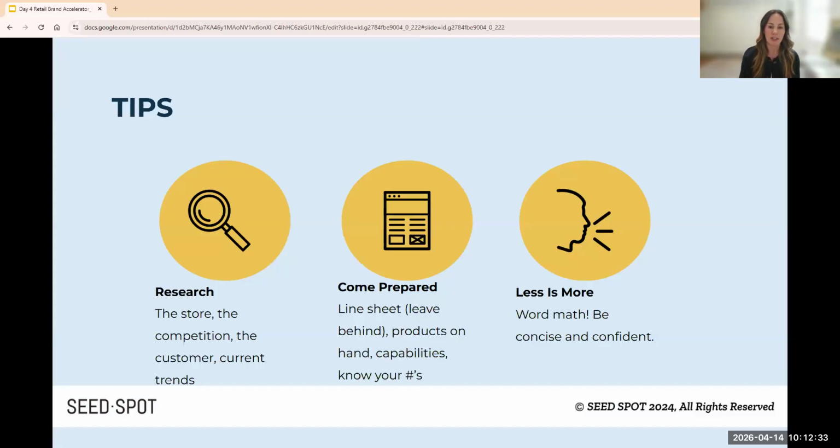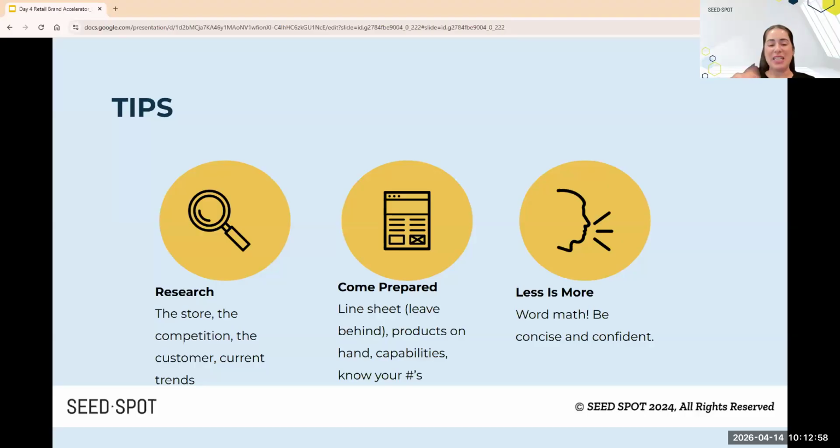Come prepared. Bring your line sheets so they can see all of your products. Have your products on hand. If you have a food product, they want to taste it, so definitely bring samples. If your product is best sampled hot, you need to bring it hot. If it's frozen, you need to bring it frozen. It needs to be tasted in its best possible form, and they're definitely going to want to do that.